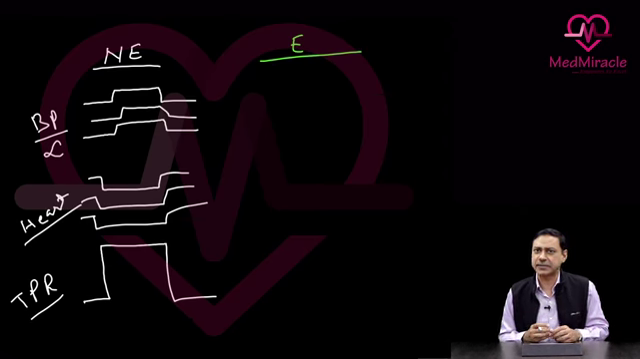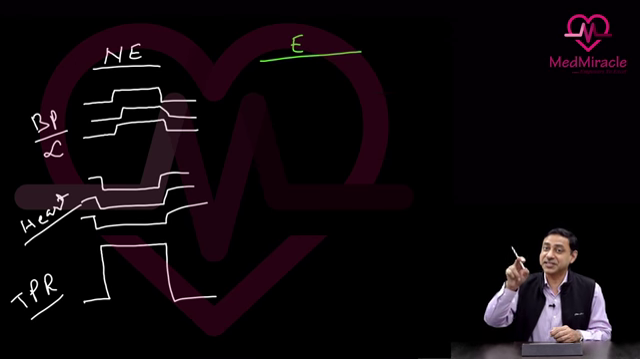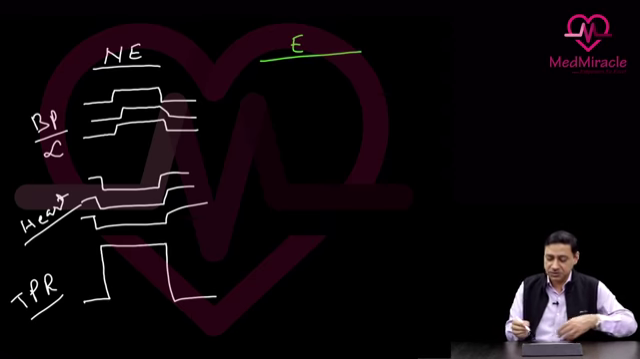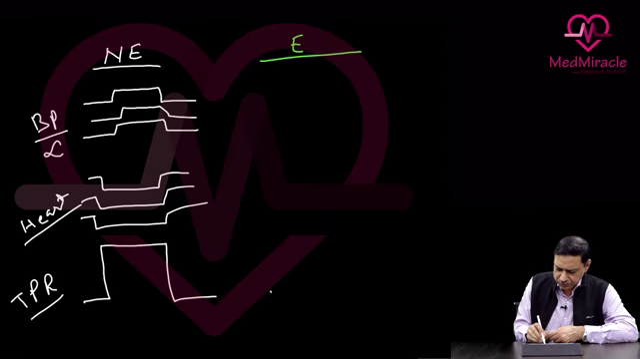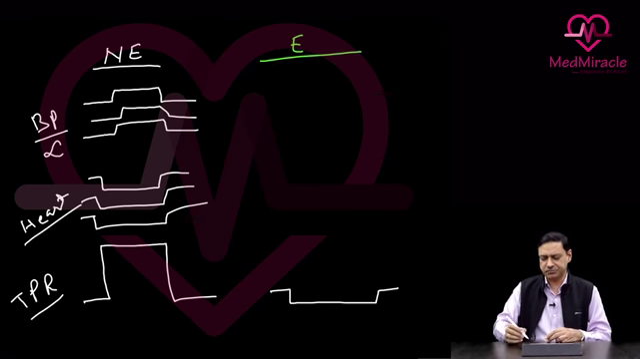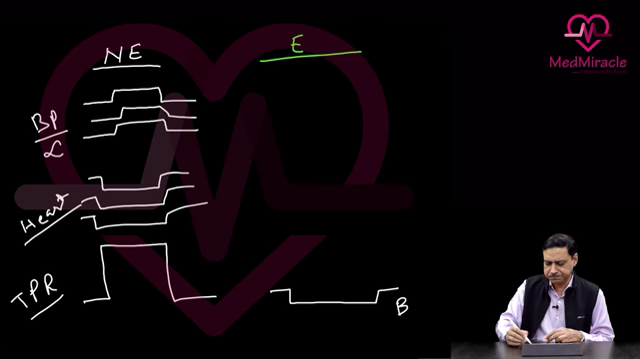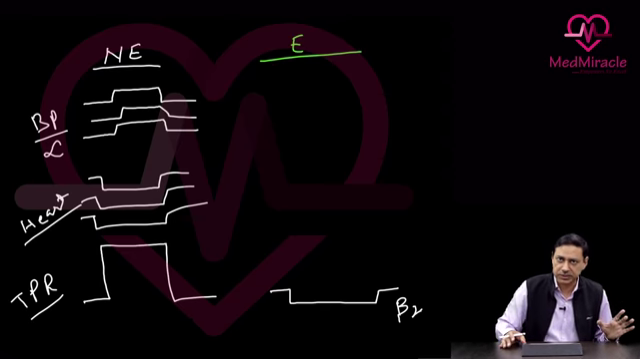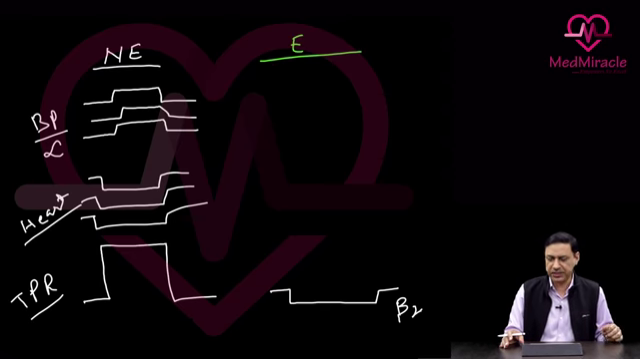So what is the net result? What will happen to total peripheral resistance? Will it increase or decrease? It will decrease because of beta 2 action; skeletal muscle is a big tissue. Beta 2 action is more prominent. So total peripheral resistance is decreased slightly because of beta 2. Although alpha is a constrictor, still beta 2 action is quite prominent. So TPR falls.